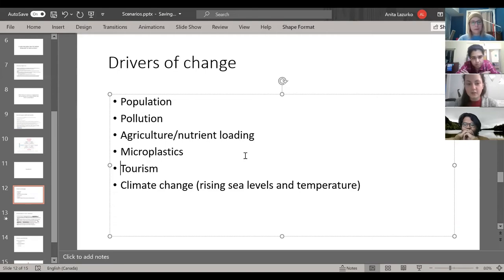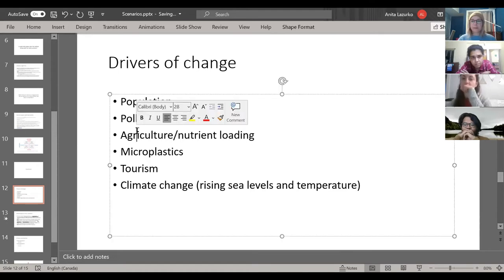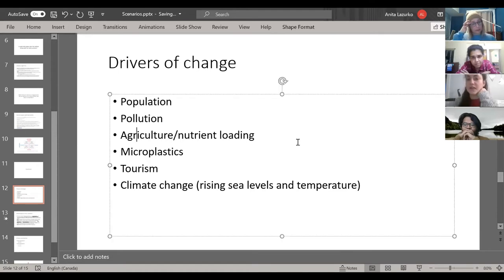And so what would be great, I actually don't know how you set up a voting thing in Zoom, so we won't do that. But perhaps if you could put in the chat which two of these you think are both very high in uncertainty and very important for a Canadian coastal fishery?